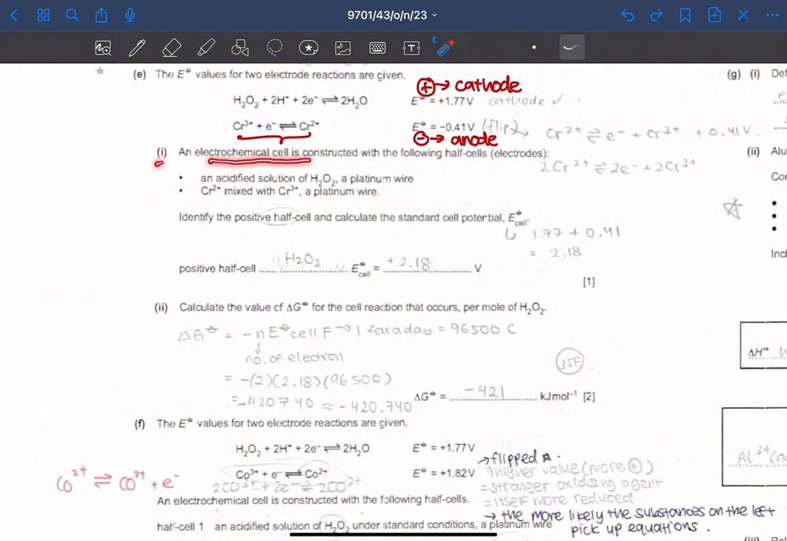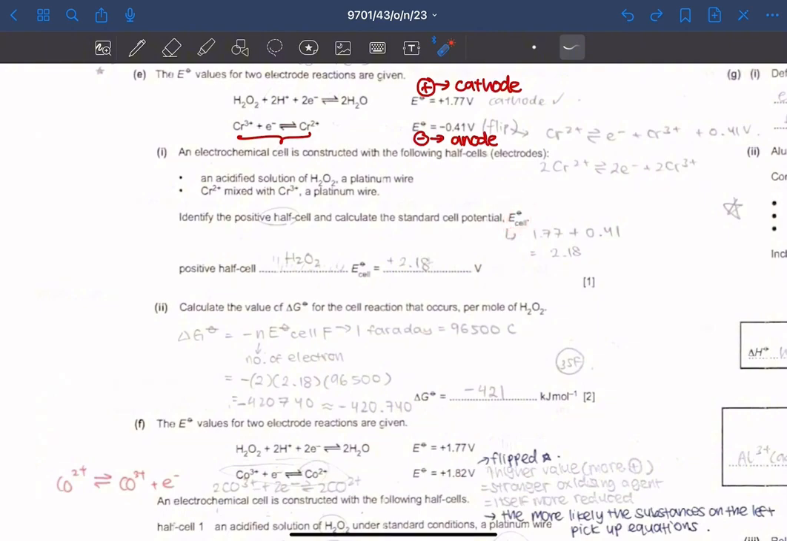I. An electrochemical cell is constructed with the following half cell electrodes: an acidified solution of H2O2 with a platinum wire, and Cr2 plus mixed with Cr3 plus with a platinum wire. Identify the positive half cell. The positive half cell we just identified is the first equation. So we could assume that the positive half cell is H2O2, and calculate the standard cell potential.